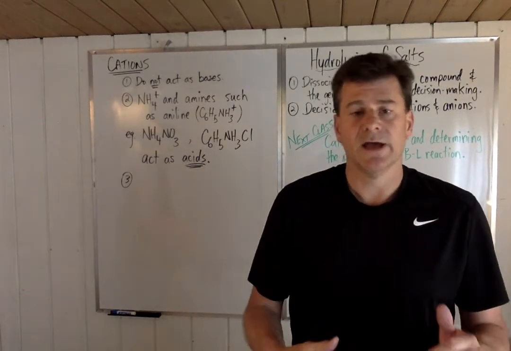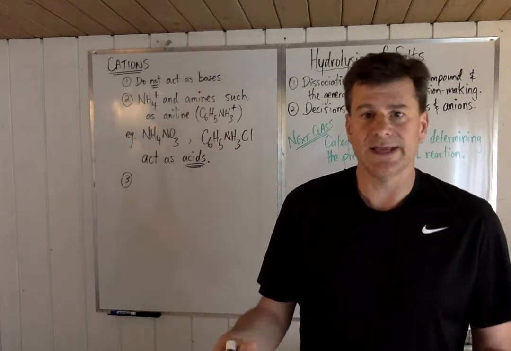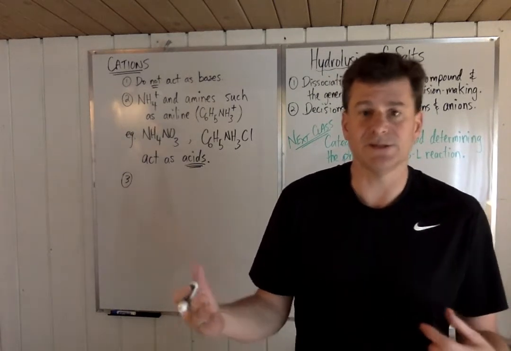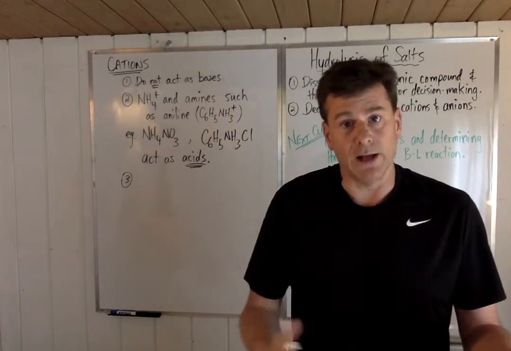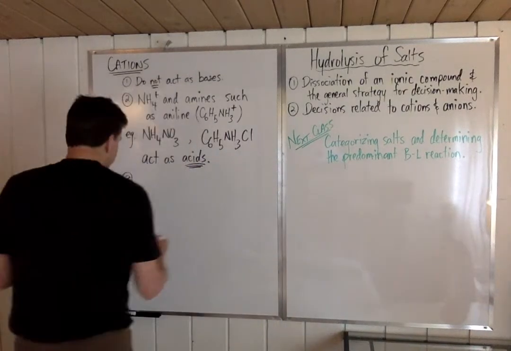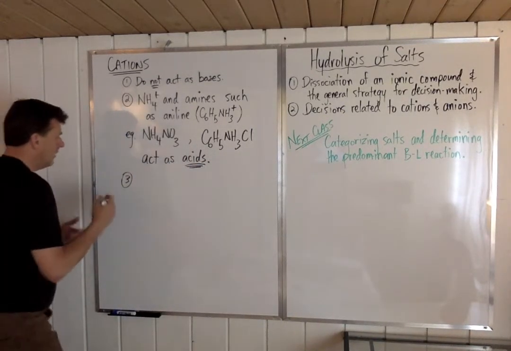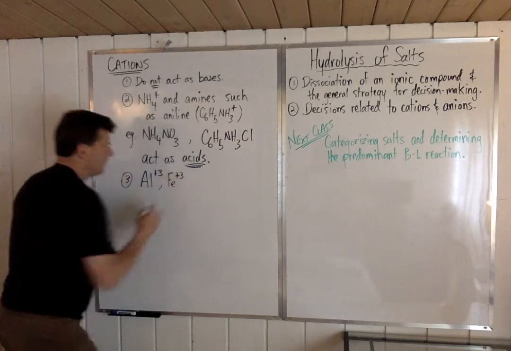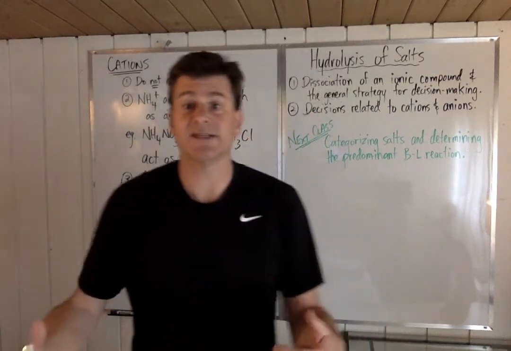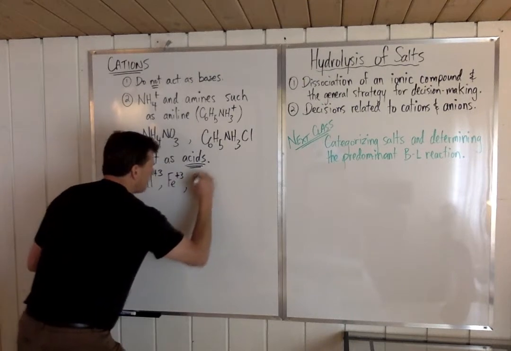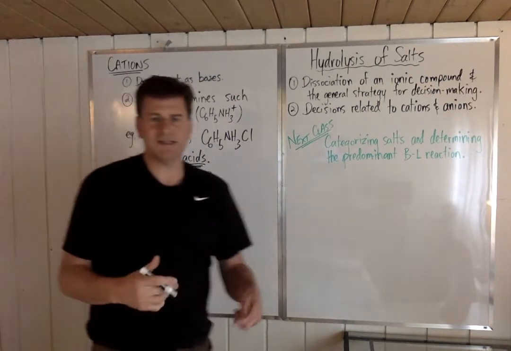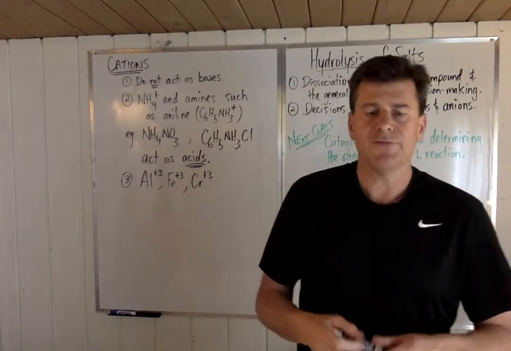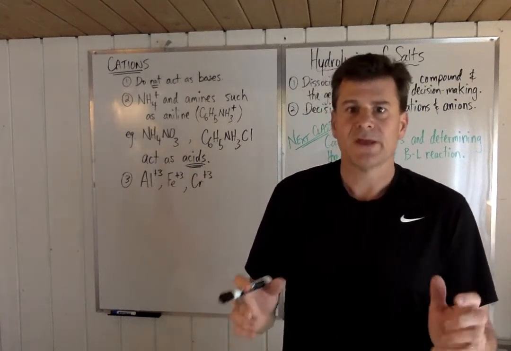There are many that do this, some a little better than others, probably a list in the neighborhood of 20 cations long, and they all do it to varying degrees. The ones I'm going to give you do it quite well, so they're the ones we want to know about. In no particular order: aluminum, iron 3, and chromium plus 3. Iron 2 does this as well, but iron 3 is better at it. If you have solutions of aluminum, Fe plus 3, or chromium plus 3 floating around in water, they do something highly unusual.